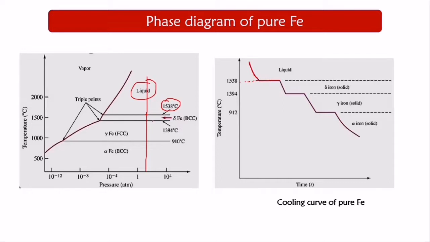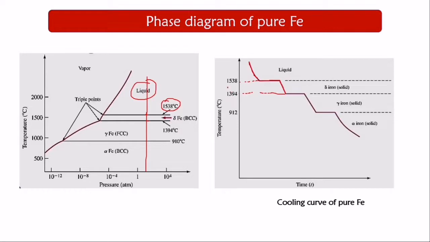Then when you hit here, it will take a period of time. Then you cool it down again, and it will hit at which temperature? This temperature, which is 1394. So 1394 will be the next temperature. When it was cooled, it transformed to this, which is the delta iron, at a temperature of 1394. So to produce the cooling curve, you need to indicate the temperatures before you start drawing.